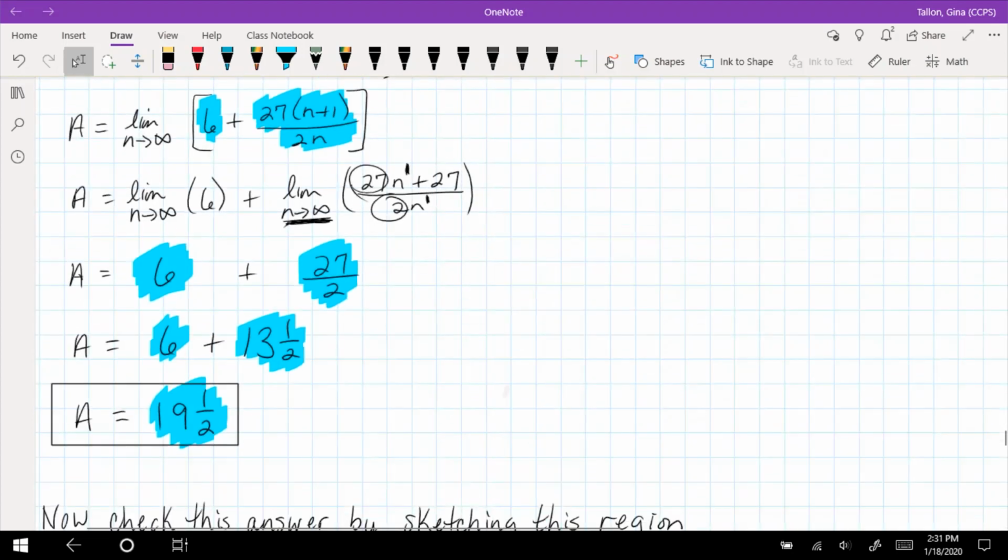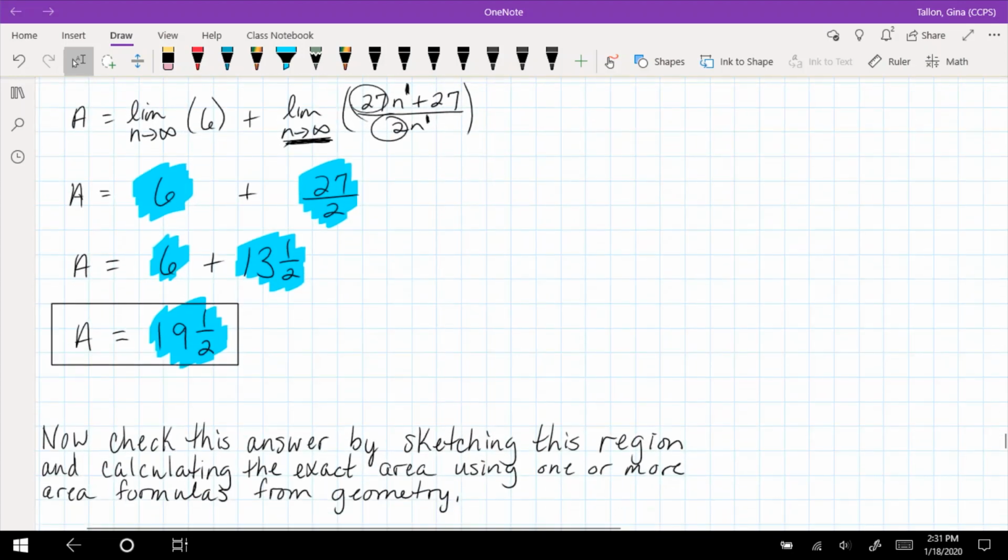Okay, so let's take this another step and check this answer by sketching this region and calculating the exact area using one or more area formulas from geometry. And I'm hoping that you end up using the trapezoid area. The area of a trapezoid equals 1/2 the height times the sum of the two different bases. We're going to use that as we move along.